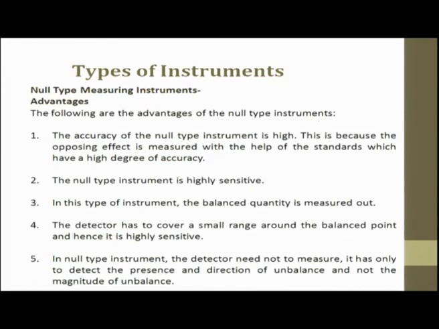So, the advantages are that the accuracy of a null type instrument is extremely high. The null type instrument is highly sensitive. Here there are no mechanical moving parts. For example, earlier you had a spring to balance; in this you do not have a spring to balance. The detector has to cover only a small range around the balance point, and hence it is highly sensitive. So, null type instrument measurements are very well appreciated.